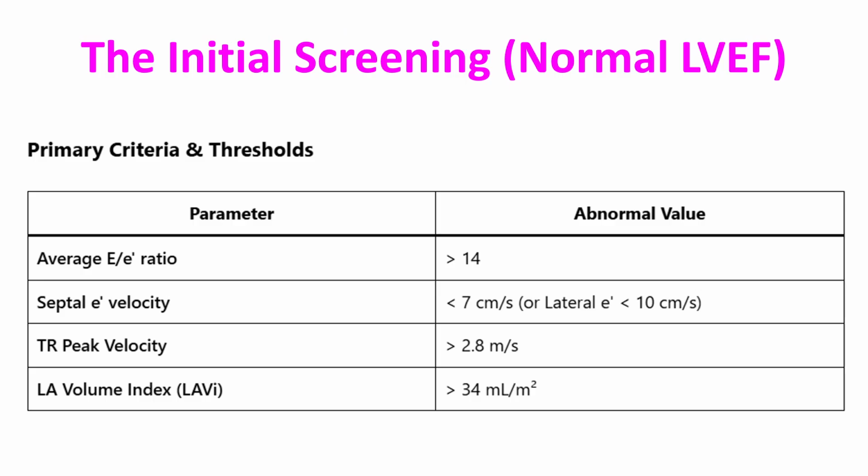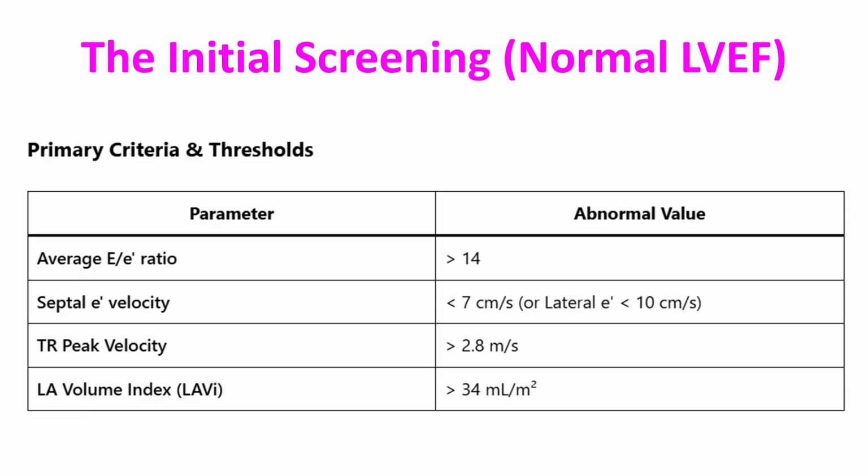In patients with a normal left ventricular ejection fraction, that is more than or equal to 50%, and no known heart disease, the presence of diastolic dysfunction is determined by four primary variables: average E by E prime ratio more than 14, septal E prime velocity less than 7 cm per second, or lateral E prime velocity less than 10 cm per second.